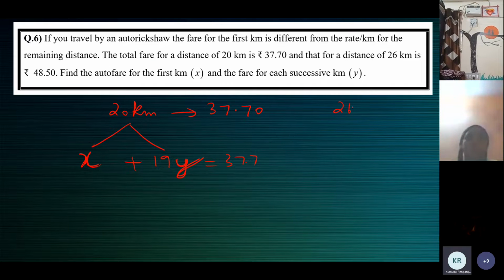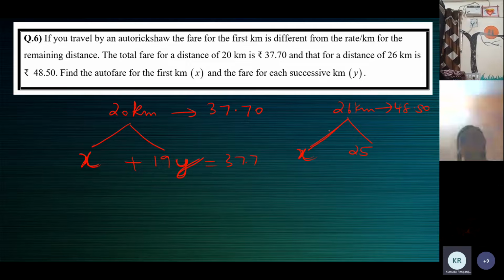Then 26 kilometers, you have paid him 48 rupees 50 paise. For the first kilometer, he's taken x rupees from you. For the remaining 25 kilometers, because 26 minus 1, 1 kilometer is gone for the first kilometer. For the first kilometer, he's charged you x rupees.